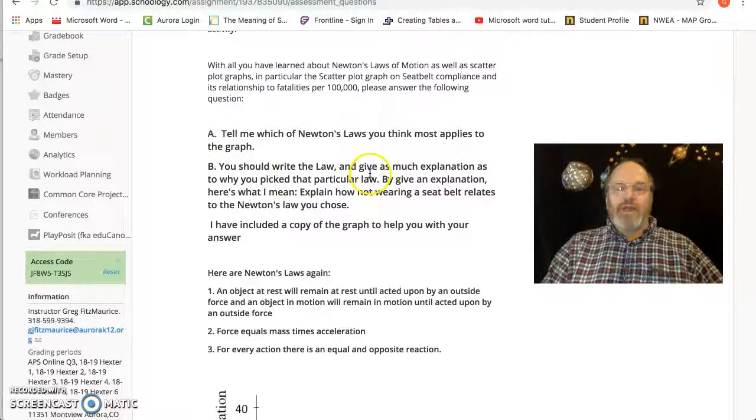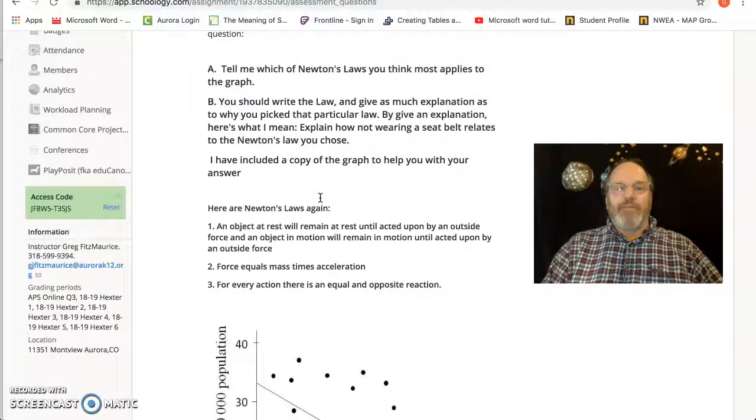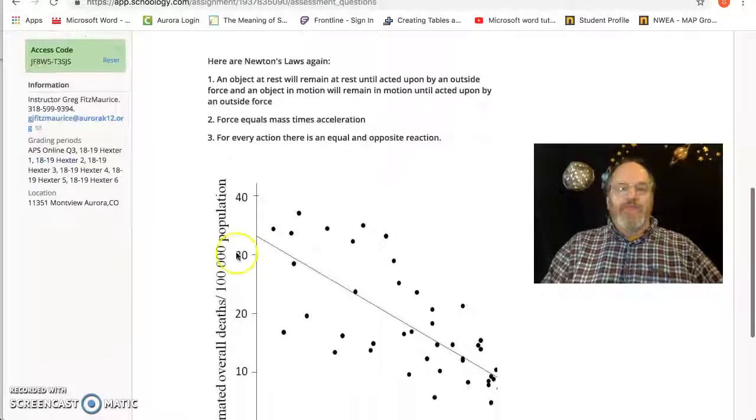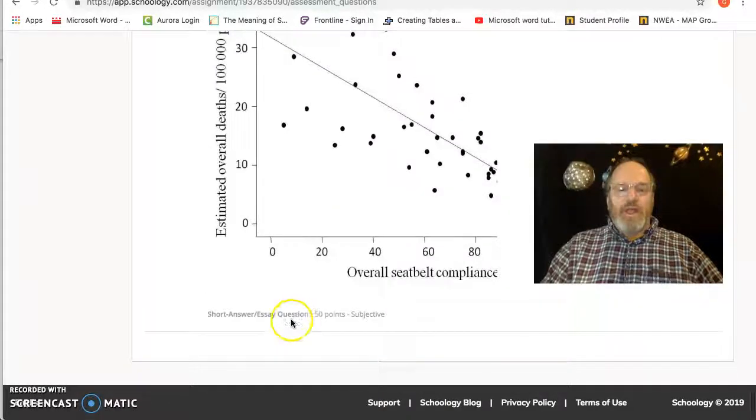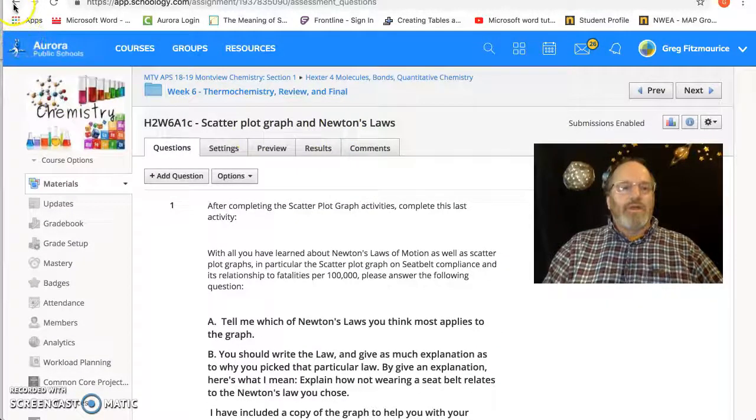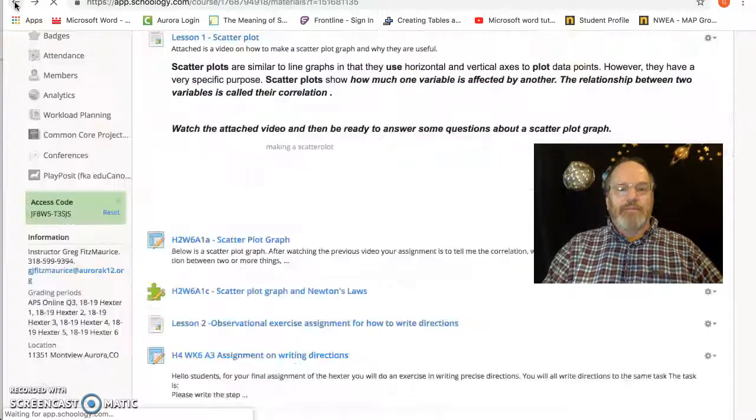You should write the law and give as much explanation as to why you picked that particular law. By give an explanation, here's what I mean. Explain how not wearing a seatbelt relates to the Newton's law you chose. Here's a copy of the graph to help you with an answer, and here's a copy of Newton's 3 laws. Pretty straightforward, and you can answer it right off of this page. Okay, let's go back.